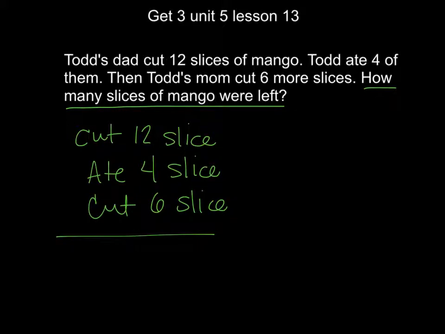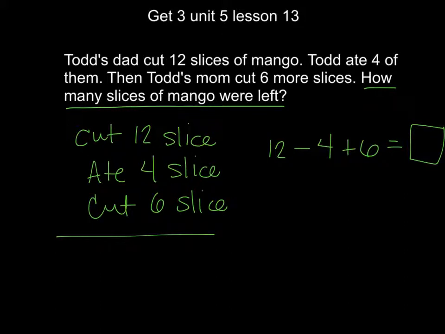One of the things the book does is has you write out the problem in the order it came in. It starts out by saying it cut 12 slices, so we have 12. Then he ate 4, so what does that mean? Ate 4 means you're taking away 4, so we minus 4. Then Todd's mom cuts 6 more slices. If you cut 6 more slices, that means you're adding into the problem, so we add 6. Then we just figure out what that is, because they're asking for the total, how many slices are left in the end. So that's one thing we can do.